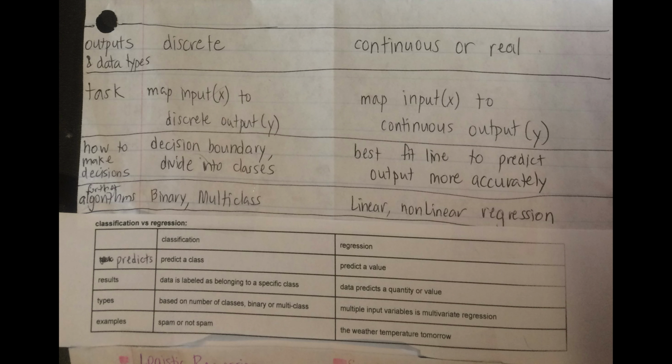What are some examples? For classification, you could use it for spam or not spam. And for regression, you could use it for what temperature will it be tomorrow?